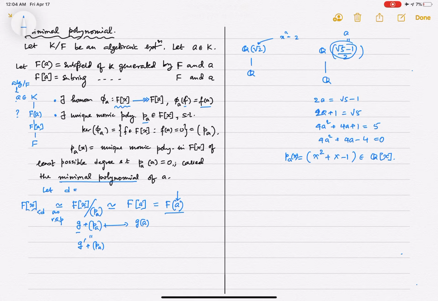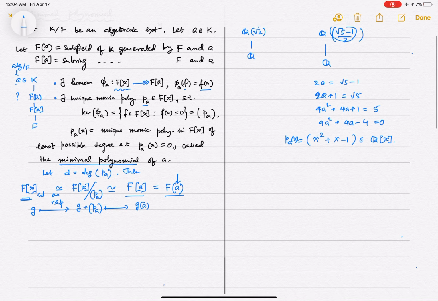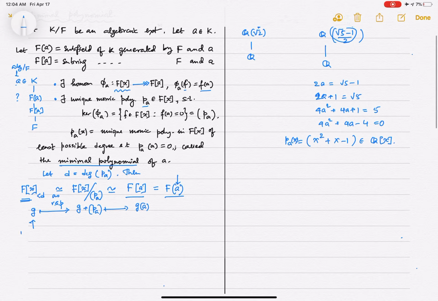Let d be the degree of this minimal polynomial, then we have the following. And I can tell you what this isomorphism is as well. It's really sending a low degree polynomial to its coset. So that tells you that this is a d-dimensional vector space over F. So all these are d-dimensional vector spaces. In fact, you know a basis. A basis here is just polynomials of degree less than d.